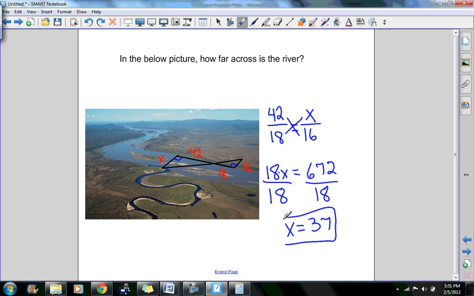And depending on what we labeled that, it could be feet, it could be inches. Well, from here it looks like it's obviously feet, maybe even meters. Okay, and that seems like a realistic distance, which I think is the best way to check. 37 feet seems like a realistic distance to getting across a river. So there's problem 1, nothing too terrible. Then we move on to another picture.